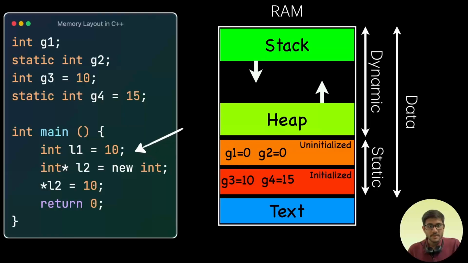Next, moving on to the main function, which has the L1 variable. Since the L1 variable is declared inside a function, which is the main function, this L1 variable will be stored in the stack.